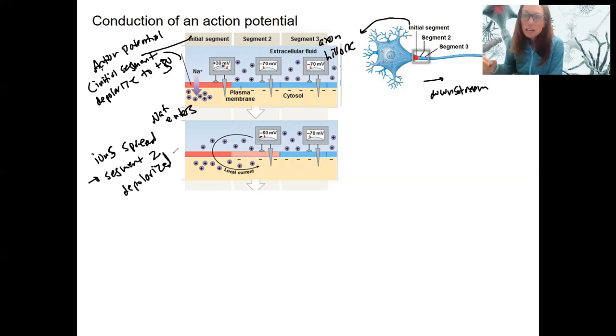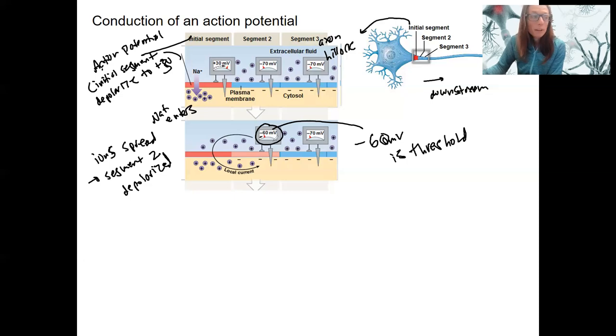It is, because action potentials are all or none. So it's going to be a big enough graded potential, because that's how it works. Enough voltage gated sodium channels are open, enough sodium enters to depolarize the adjacent membrane. Otherwise, we wouldn't have action potentials and be alive. So this segment two depolarizes to threshold. So let's write that down. That makes it more clear. Minus 60 millivolts is threshold. So we now have an action potential in segment two.